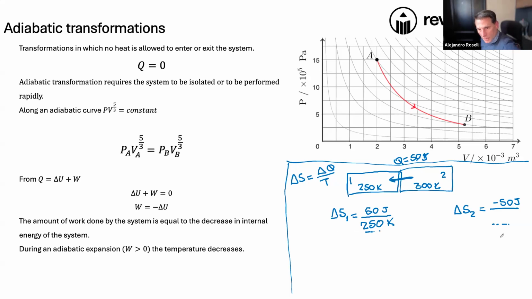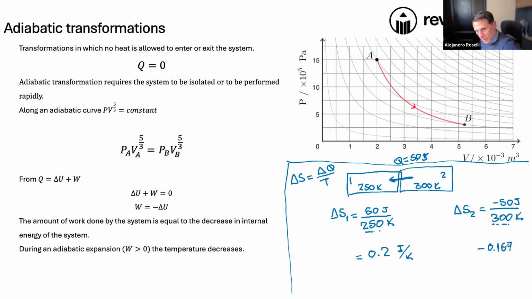And we have 300 in here. So let's do this. If you have a calculator with you, you can just help me out. 50 over 250, we have 0.2. That's the increase in entropy for 1 joules over Kelvin. Whereas for the other, we have negative 0.167 or something like that.